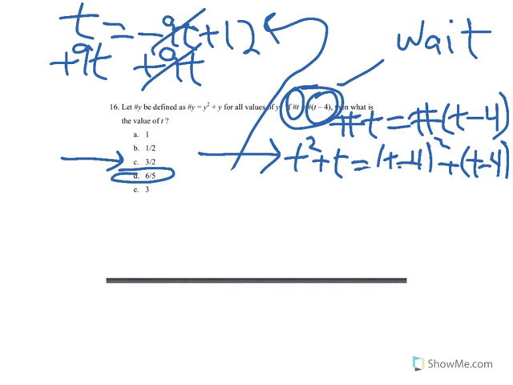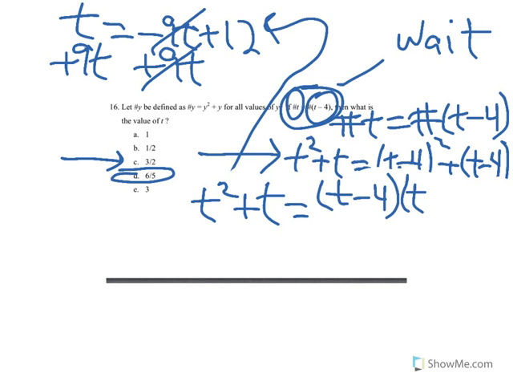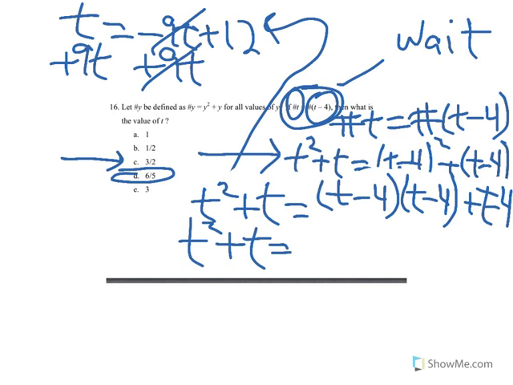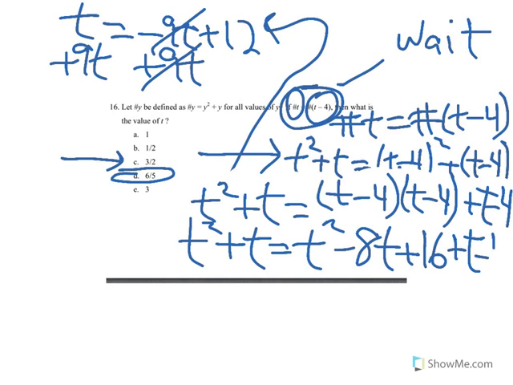So here I am, t squared plus t equals t minus 4 squared plus t minus 4. So t squared plus t, I'm working it through again. I've got t minus 4 times t minus 4, and then plus t minus 4. I get t squared plus t equals, and when we FOIL this out, I do get, I'm pretty confident, t squared minus 8t plus 16, and then plus t minus 4. Oh, I think I see what it's going to be.